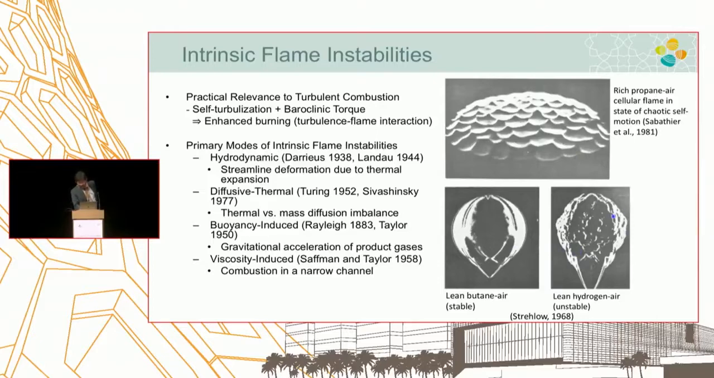For a lean hydrogen-air flame, you see these smaller scale wrinkles, which is a sign of diffusive-thermal instability. And large scale wrinkles, even if the diffusive-thermal mechanism is stable, as a spherical flame grows, you find some kind of crest region, which is a sign of hydrodynamic instability.